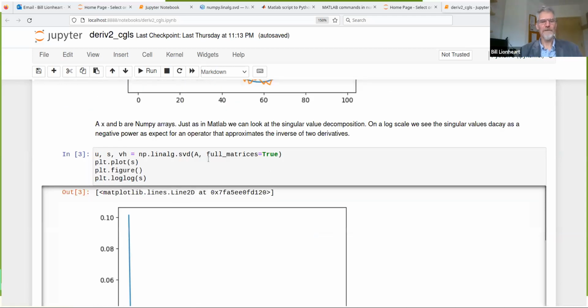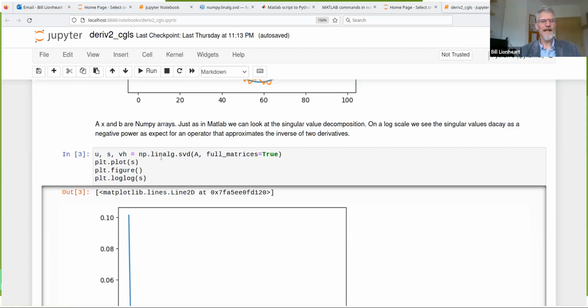Well, how bad is this problem? In MATLAB, we just use SVD to have a look at the singular values and maybe plot them on a log or linear scale. It's easy enough to do that in Python. There are always a few little irritations that you have to get used to if you're used to MATLAB, but possibly just looking up the help.